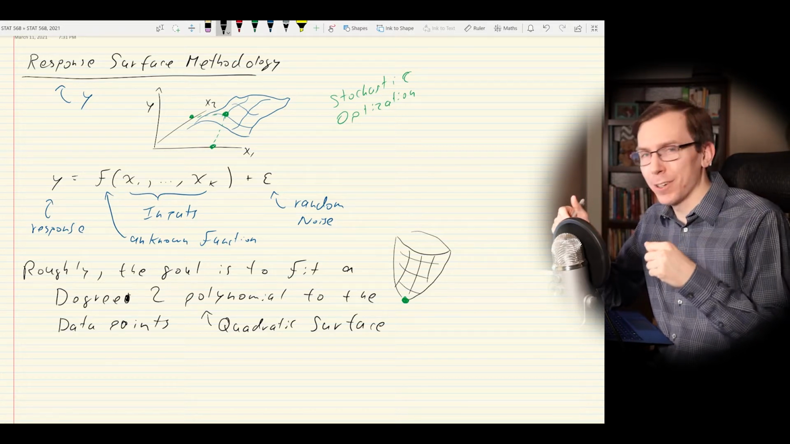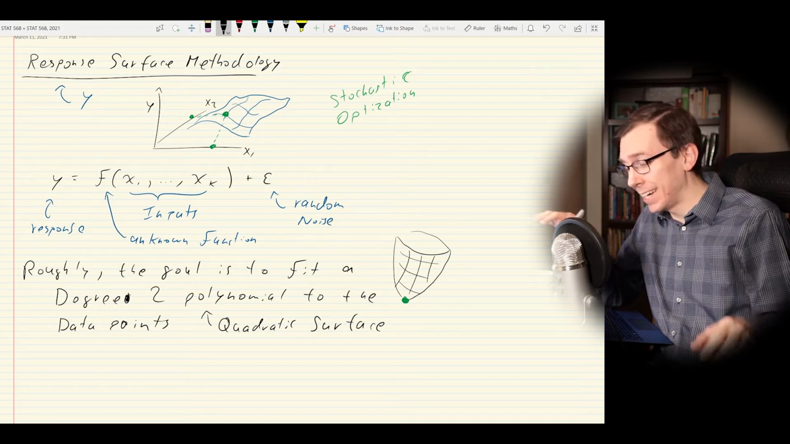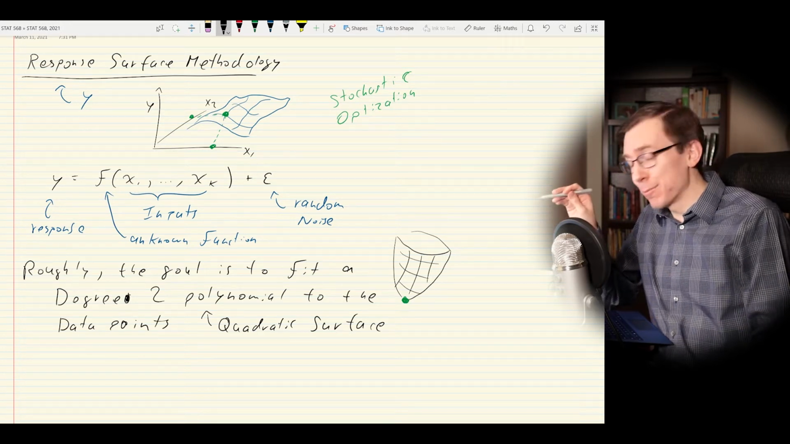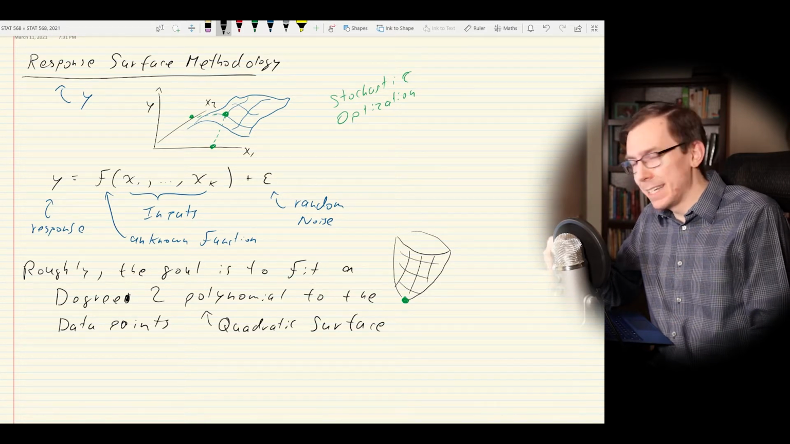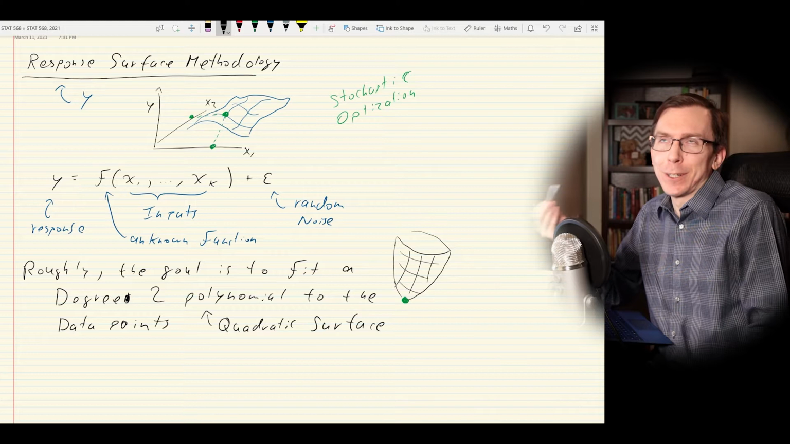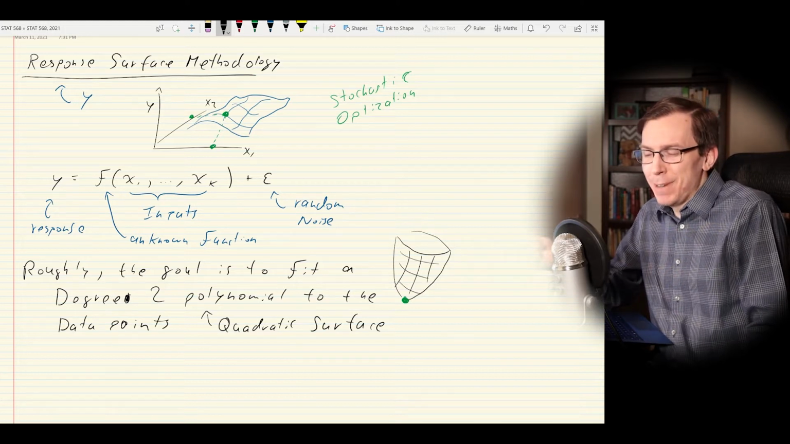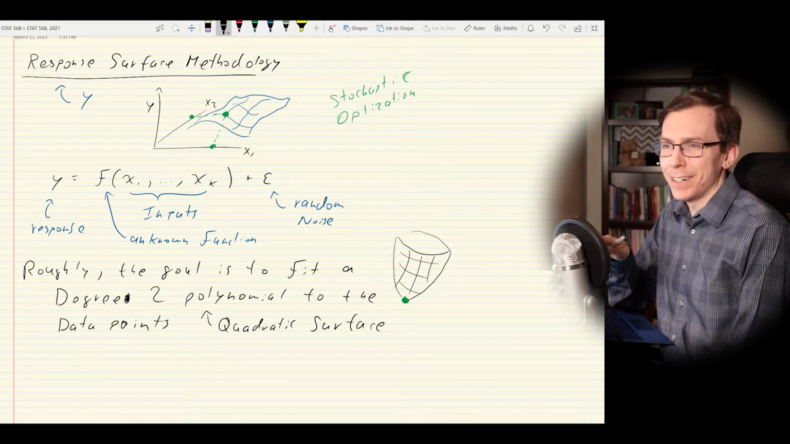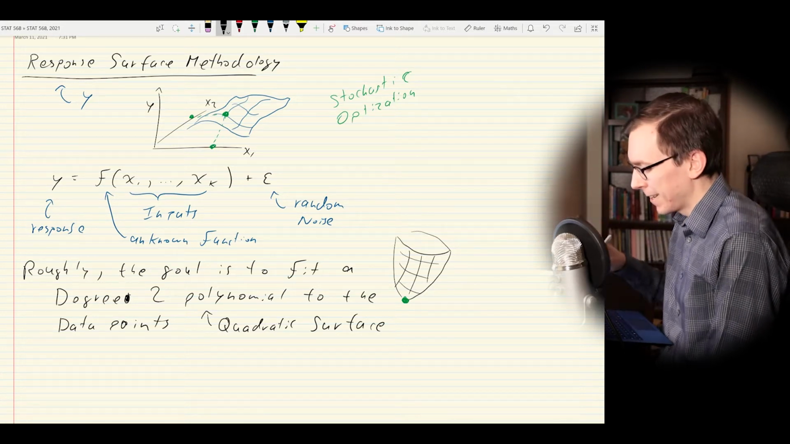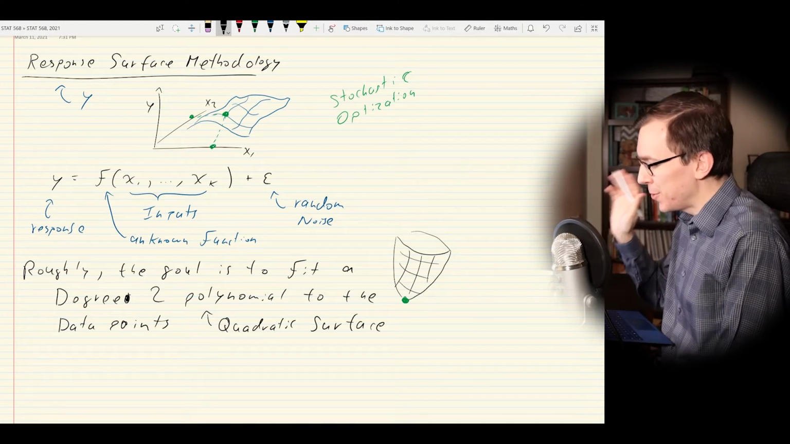We're going to fit a low degree polynomial surface to our data, and then we're going to find the optimum, because if I have a degree 2 polynomial surface, I can find an optimum. I can find a critical point, which hopefully will be an optimum, either a minimum or maximum. There's a chance that it will fail. We'll talk about that when we get there. But that's roughly what we're going to be doing.